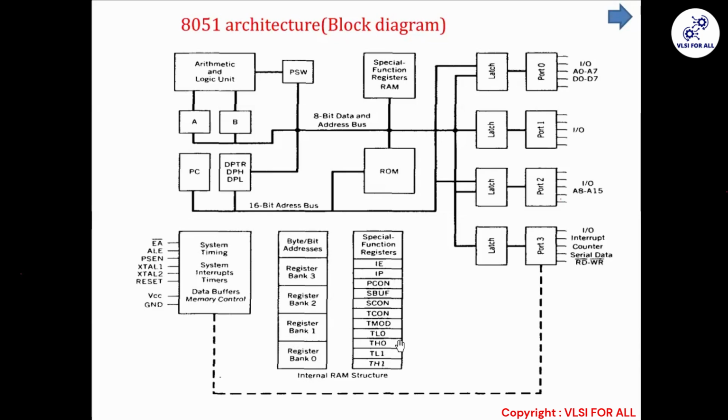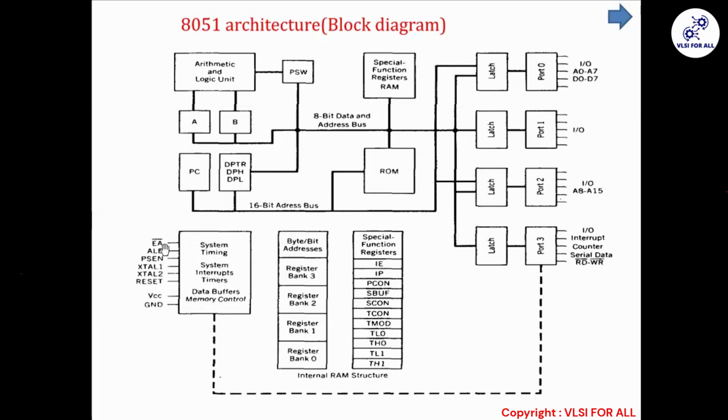Even we talked about some special function register. Wherever required, we will deal with this special function register in detail. Then, one more important part in this architecture is system timing. With the help of the clock, we can set the system timing. Then system interrupt, timers, data buffer, memory control, all these things have to be dealt with, and they are dealt with using these pins. VCC, ground, obviously it is required because we have to turn on the system.